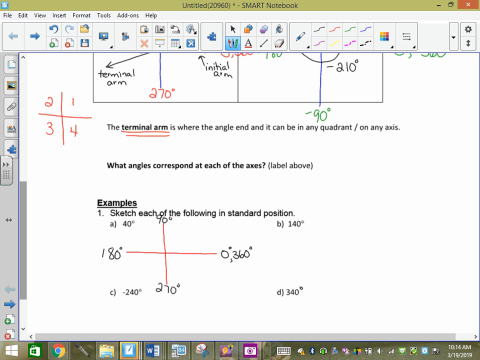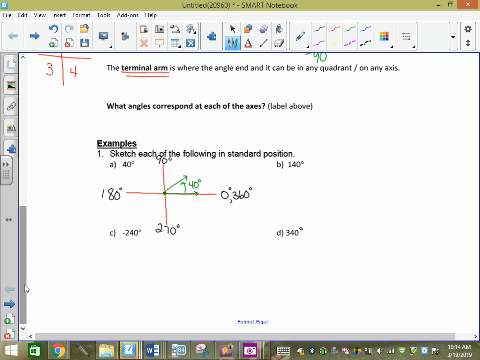Okay? So 40 would fall between 0 and 90. 45 is halfway through. So we're going to start with our little dot here. We're going to have our initial arm. And then we have to go up 40. So not completely splitting that quadrant in half. Just a little less. And then we label up. And we can say 40 degrees. You guys try B, C, and D. This is just a repeat of last year except for the negative.